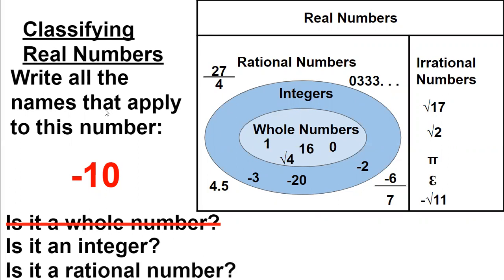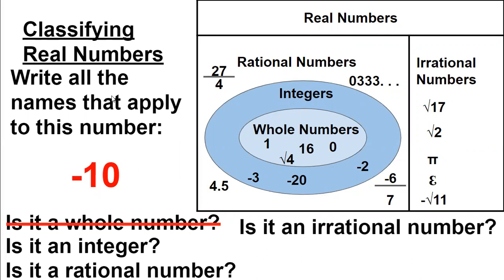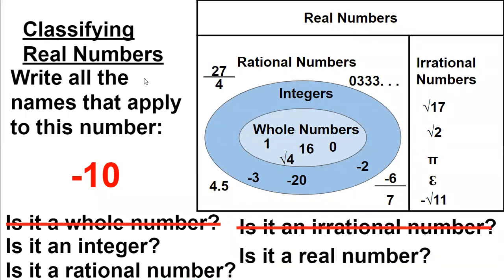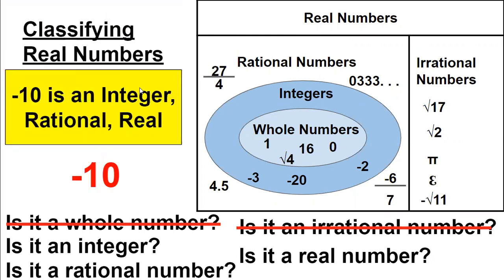Is it a rational number? Of course, rational numbers include the integers. Is it an irrational number? No, it cannot be both rational and irrational at the same time. And -10 can be written as a fraction of -10 over the number 1. Finally, is it a real number? Of course, because it is a rational number, it is also real. So the answer to -10 is, it is an integer, it is a rational number, and it is a real number.